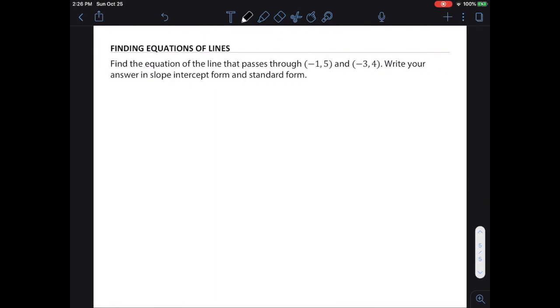All right, last example here. This one, we're not given the slope, but we're given 2 points. But we all know that we can find the slope by using the slope formula, so that's the first thing that we have to do. We have to take the slope formula, find the slope, and then we're going to do the same thing. We're going to find the equation of the line, write our answer in slope-intercept form and standard form.